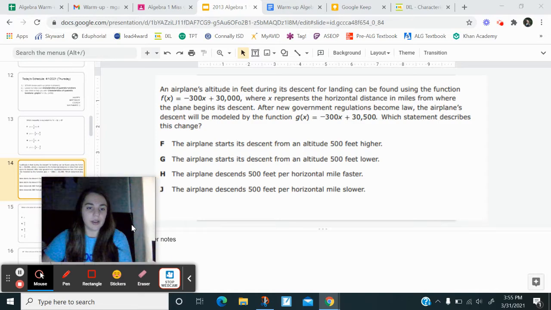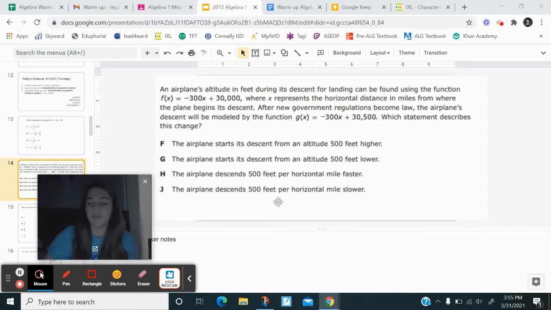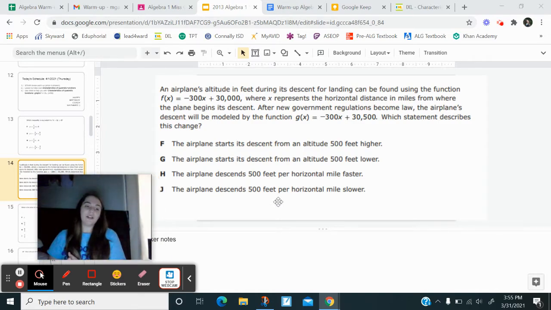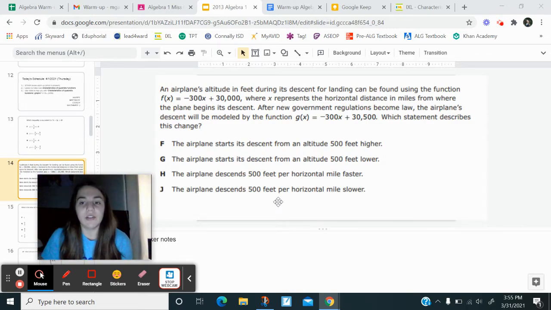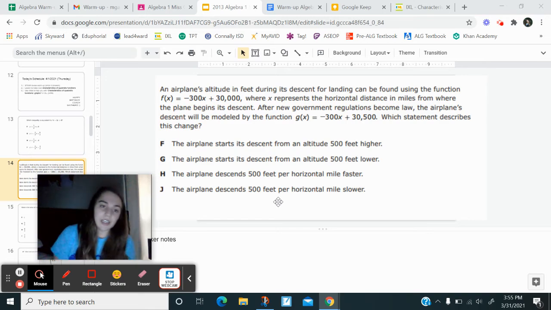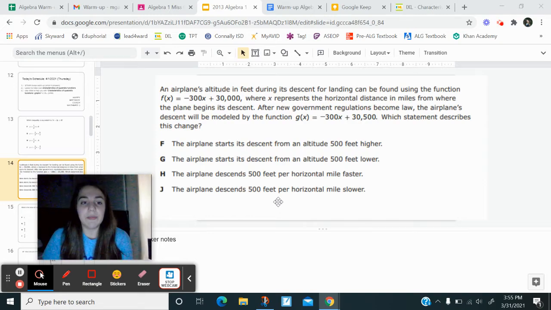I think this is in your way a little bit. Okay, so number 2 is mostly a reading problem. I'm going to read it out loud to you, and I'm going to discuss it just a little bit, and then you're going to tell me what the correct answer is. It says an airplane's altitude in feet during descent for landing can be found using the function f of x equals -300x plus 30,000, where x represents the horizontal distance in miles where the plane begins its descent.